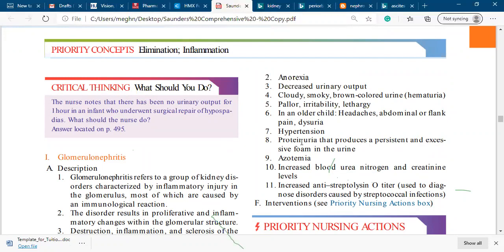Proteinuria means protein in urine. Usually in a healthy baby or healthy individual, if you check the urine, it should have little or no protein. If anybody has protein there, we say proteinuria. But why is protein there? Because the kidney does not function well, so protein molecules pass through the glomerulus and appear in urine, indicating kidney dysfunction.